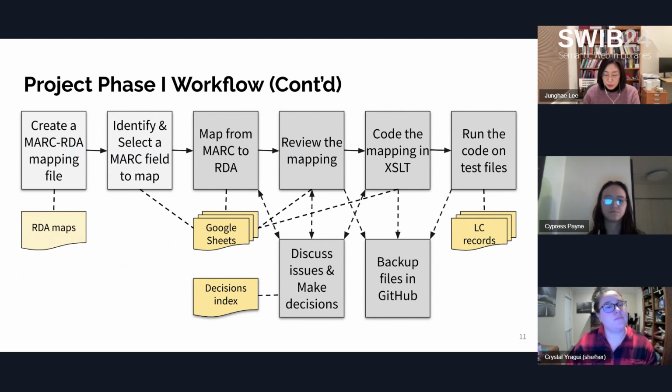Our decisions are recorded in a decisions index. Then the completed mappings are coded in XSLT. The last but not least step is running the code on test files, which are LC bibliographic records.